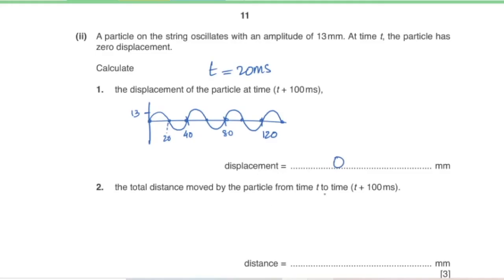The total distance moved by the particle from time t to time t plus 100 milliseconds, so from t equals 20 milliseconds to t equals 120 milliseconds: the particle travels from here until the first antinode, which lies here, covering 13 millimeters of displacement on the y-axis, and it continues to move this way until t equals 120 milliseconds, covering a total distance of 13 multiplied by 10, which is 130 millimeters, because from here until here it covers a displacement of 13 millimeters, and from here until here it again covers 13 millimeters. Every half of a cycle it covers 26 millimeters of displacement.